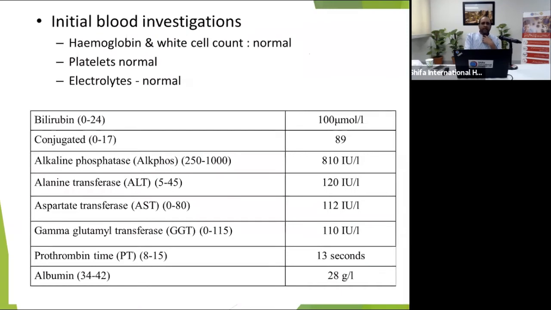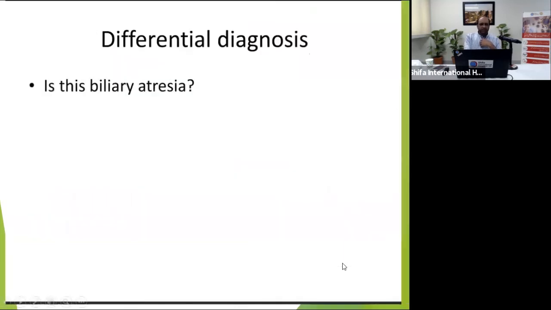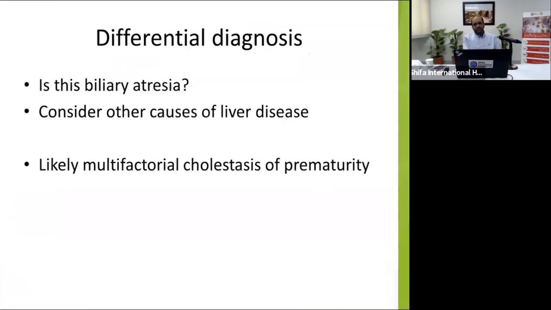We did the labs. You can see that the liver enzymes are normal, although there is jaundice, with a total bilirubin of 100, and the main component is conjugated. So this is a conjugated hyperbilirubinemia with normal INR. So what is this? Is it biliary atresia? No, this is not biliary atresia. It is most likely a multifactorial cholestasis. However, you will definitely do all the investigations to still make sure that it is not biliary atresia.